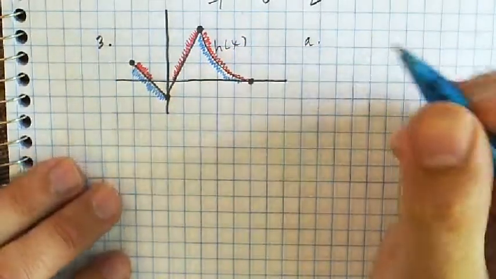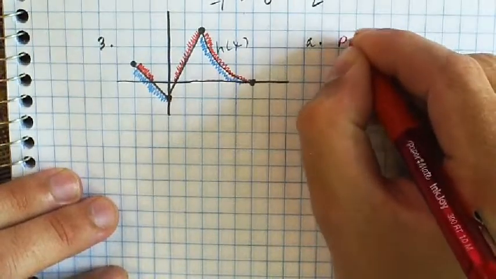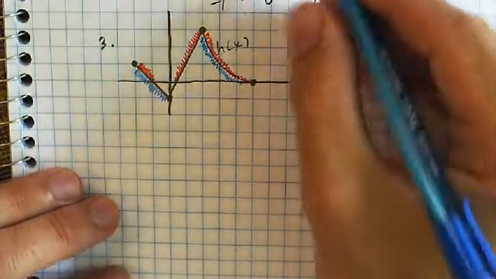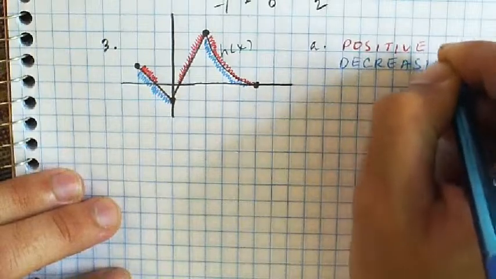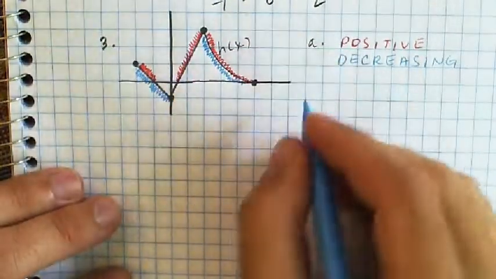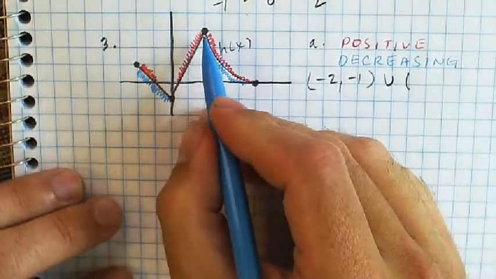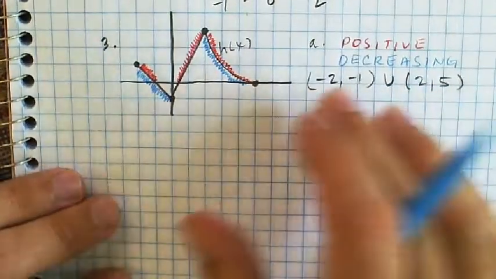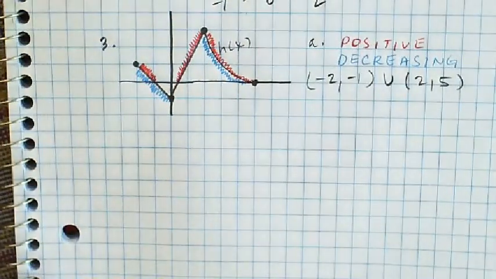And then, if I said, well, positive was what I kind of annotated in red, and decreasing was what I colored in blue. It's positive and decreasing where they overlap, so that's -2 to -1. Union, 2 to 5. Okay, so notice I wrote it as an interval here. I wrote them as inequalities up above. In this class, it does not matter.